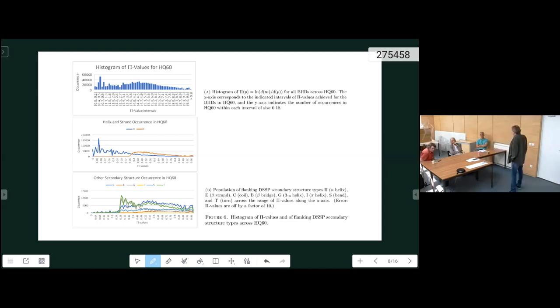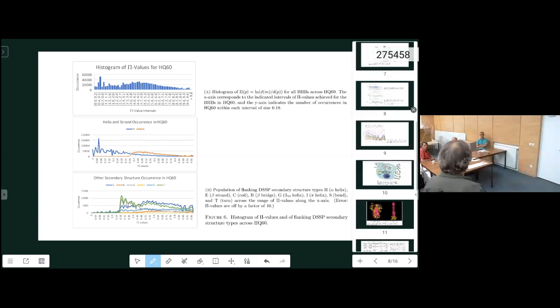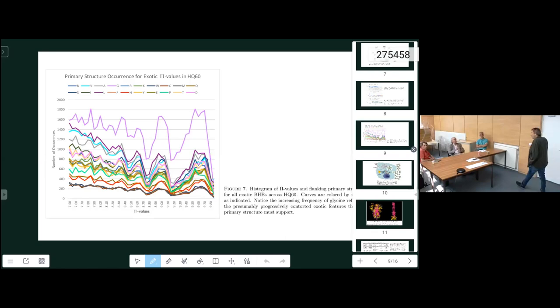Okay, so there's another sensible plot to look at. Namely, let's look now not at flanking secondary structure, but flanking primary structure. I was going to put this in the supplementary material of the paper. I thought this was going to be just boring, but something absolutely dramatic happens. Here's the exotic tail. So again, on the x-axis are the pi values, and here are the 20 residue types, the amino acids, with one-letter codes. The key is on the very top. And this is what happens in the exotic tail.